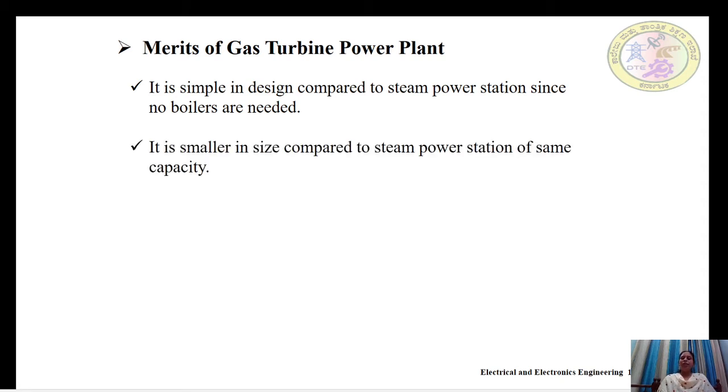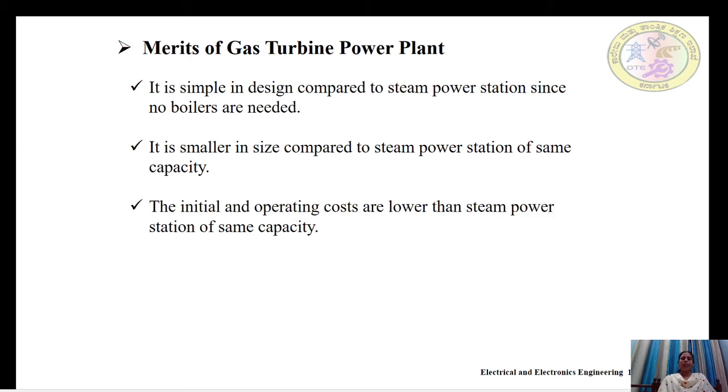It is smaller in size compared to a steam power station of the same capacity. The size of the steam generating power plants will be larger. That is not the case in a gas turbine power plant. The initial and operating costs are lower than a steam power station of the same capacity.